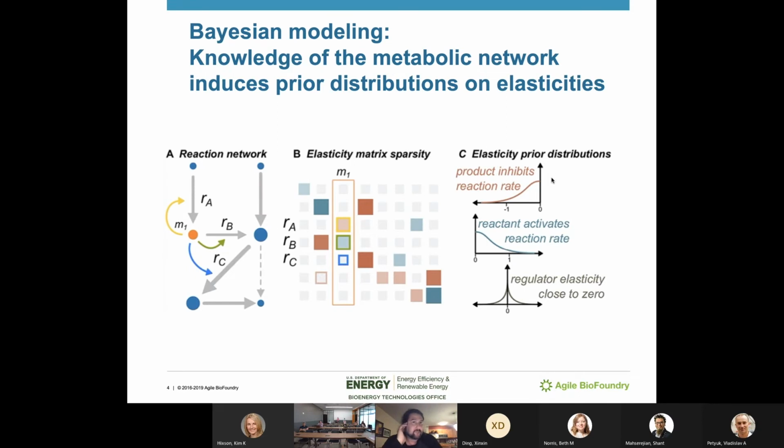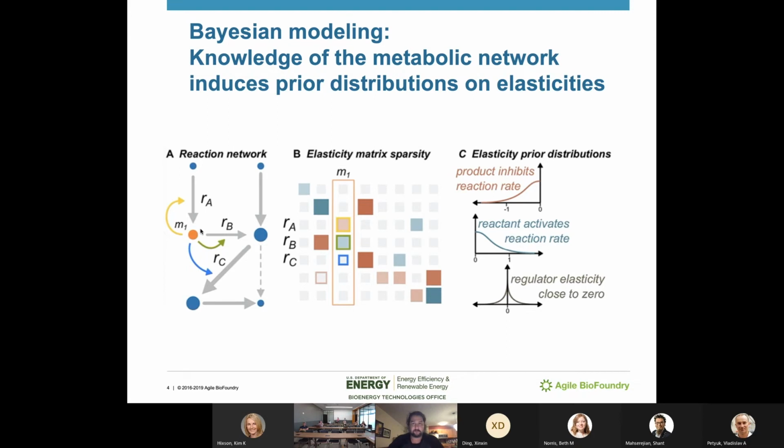Okay, so the question is, how do we specify the elasticities, and what prior knowledge can we use to at least come up with a good guess as to what that elasticity could be, even in the absence of data? One piece of knowledge that we can use is knowledge of the metabolic network. Here on the left side is a reaction network. Reaction A takes this blue metabolite and produces this orange metabolite, M1.